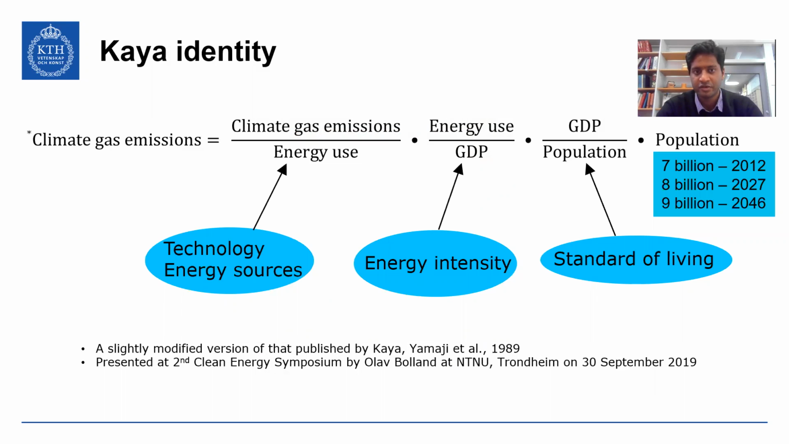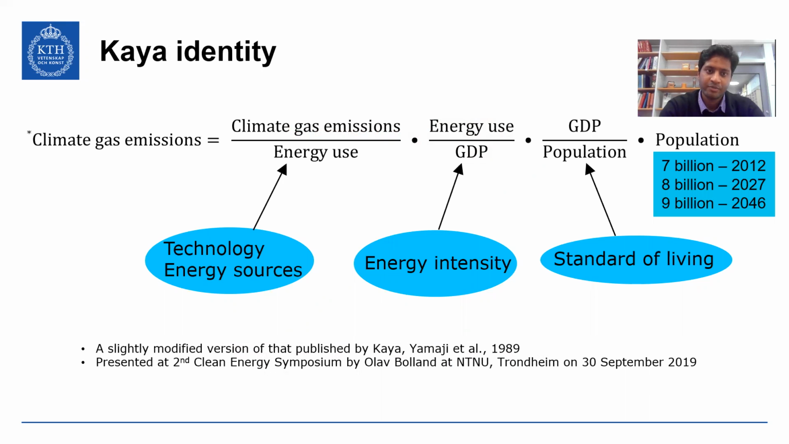Now, we mainly focus on the first two factors, which are climate gas emissions per energy use and energy use per GDP. The first factor is nothing but the amount of emissions that you have per energy source, and so we focus more on replacing the fossil fuel sources with renewable sources. Then the second factor, energy use per GDP, speaks about the energy intensity basically. And in this, we are speaking about improving the efficiencies of the systems.